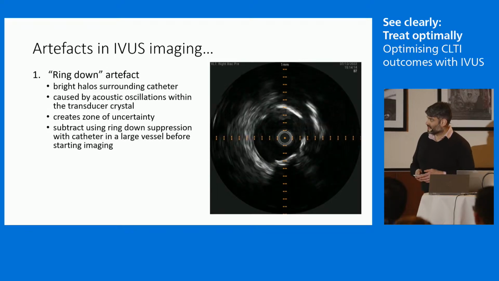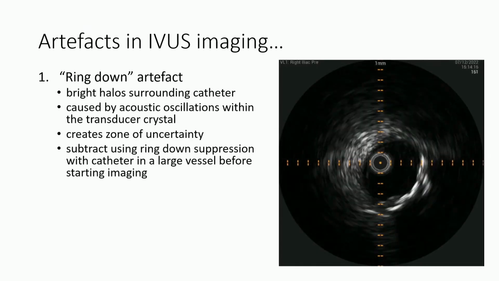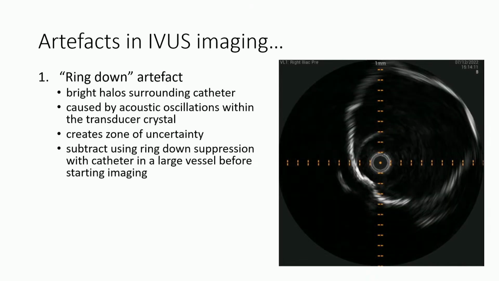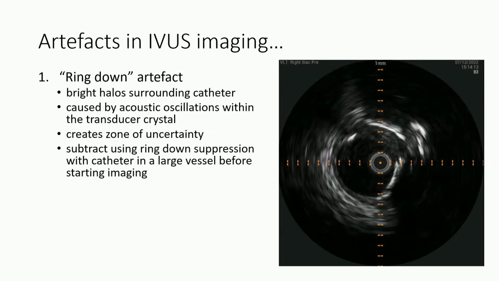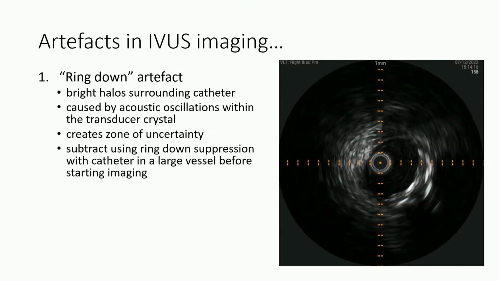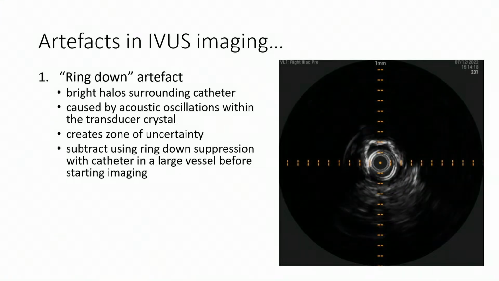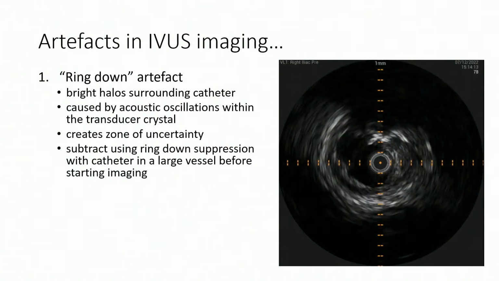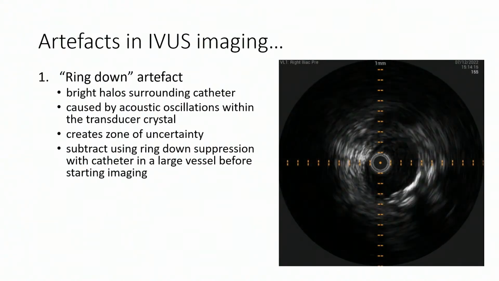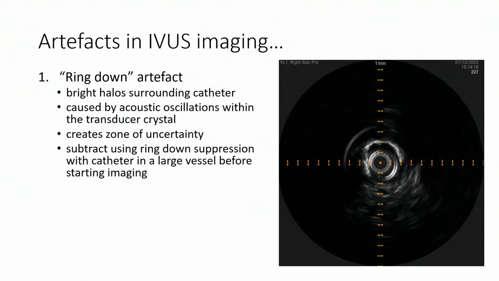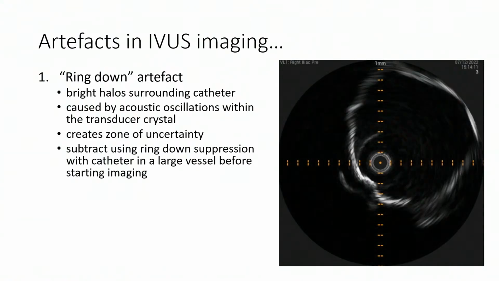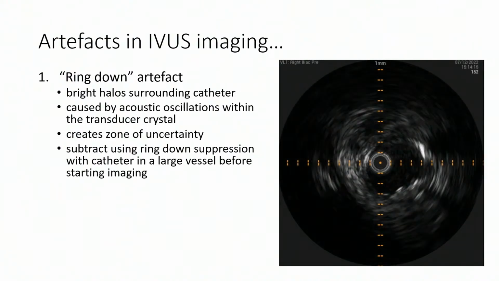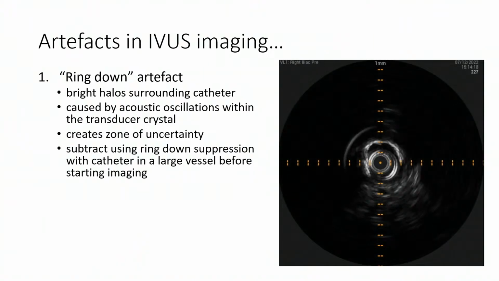Finally, a quick word on artifacts in IVUS imaging. With the phased array or solid state IVUS that Philips uses, the main artifact will be ring down artifact. I'll let this loop play around and round and try to catch these artifacts as they come through. Ring down is where you get these bright halos surrounding the catheter. You can see a little bit of a line briefly at the beginning of that loop, and that's just oscillations within the transducer crystal. It can create a zone of uncertainty if that bright bit is sitting exactly over the detail of the artery you want to see. I'll let that come around again and point it out.